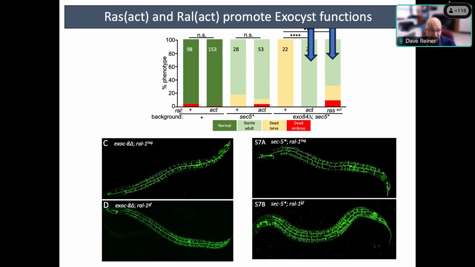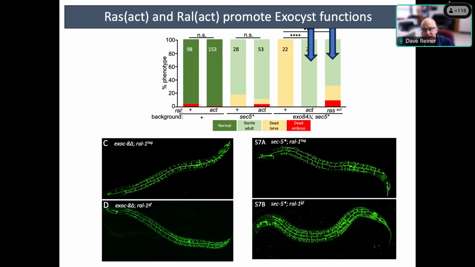Down below, rather than viability, we're seeing, C versus D. This is the arborization of little neurons, our assay. RAL-GEF increases the little hair-like structures, which are the quaternary dendrites. In an XO84 background, SEC5 background, few dendrites, RAL increases that as well.